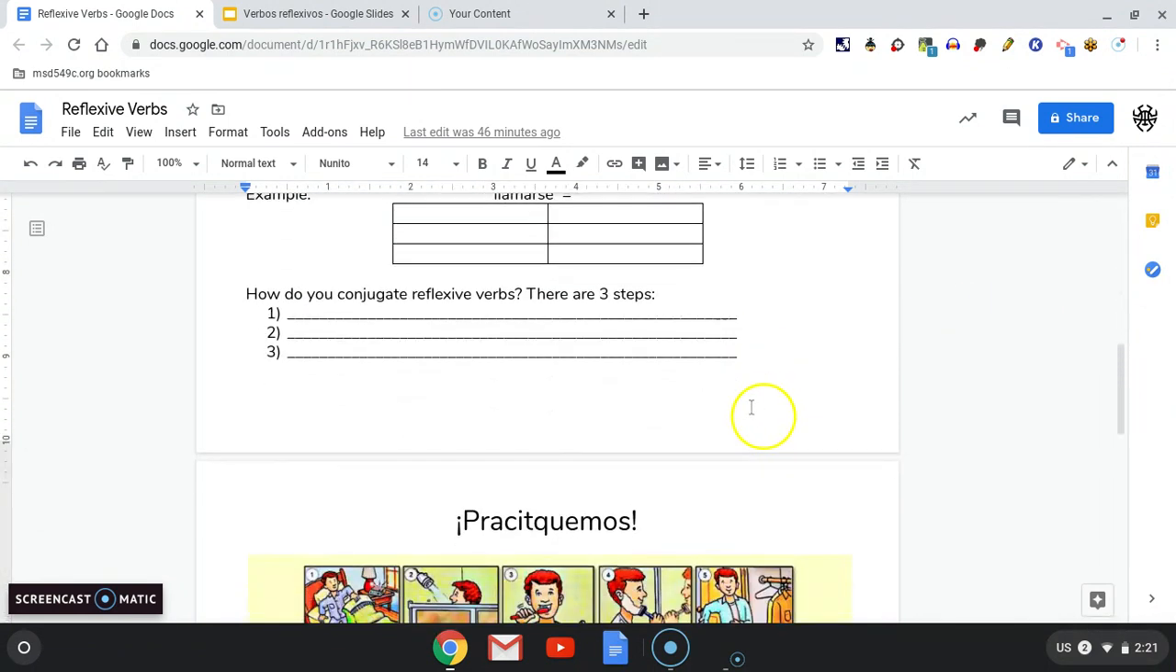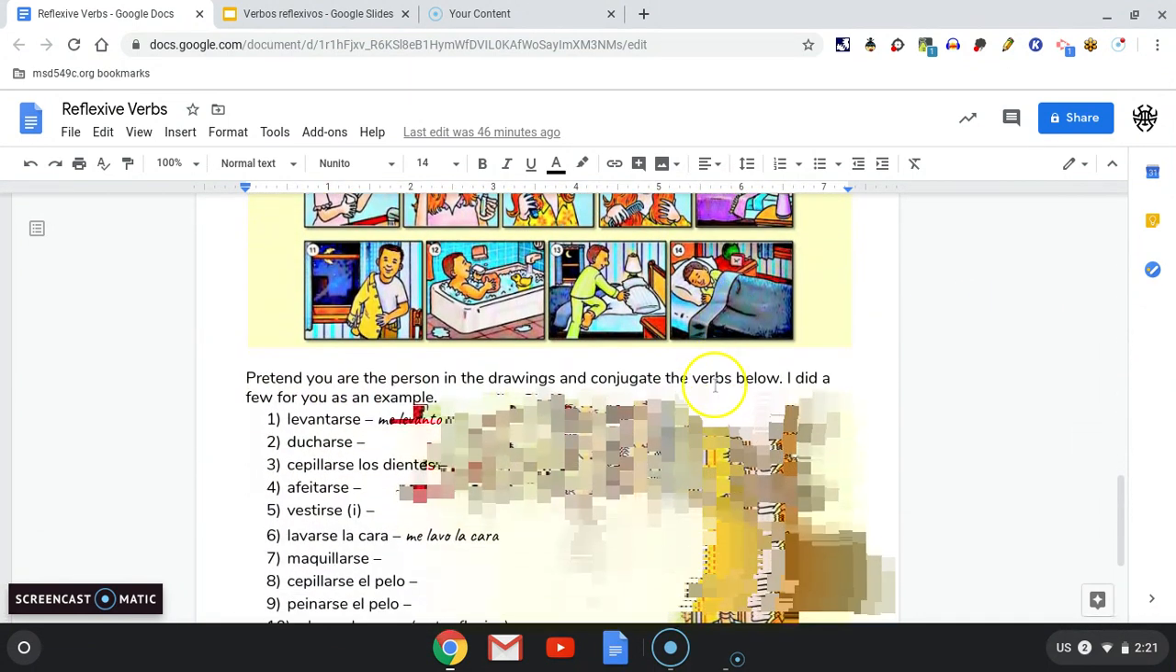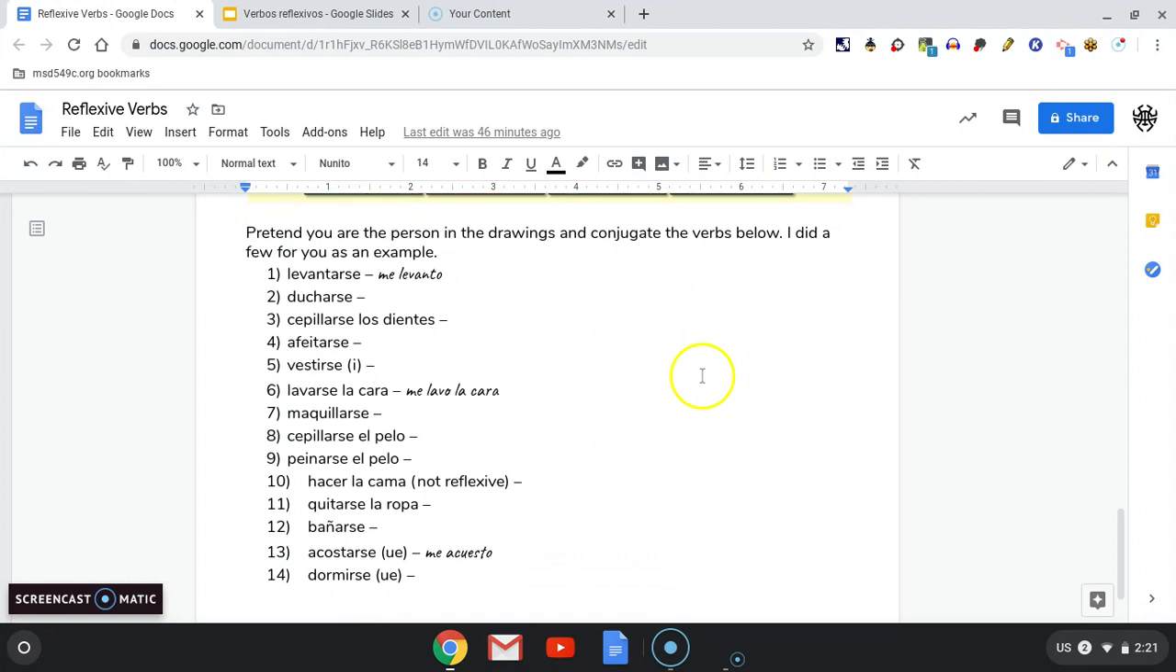At the bottom of the second page, I did a few for you. I did number 1, levantarse. So the first thing you would do is get rid of the se. And then the second thing you would conjugate levantar in the yo form. That would be levanto. And then you add in front the correct reflexive pronoun, and you're talking about yourself. So it's in the yo form, which means that you're going to use me levanto.